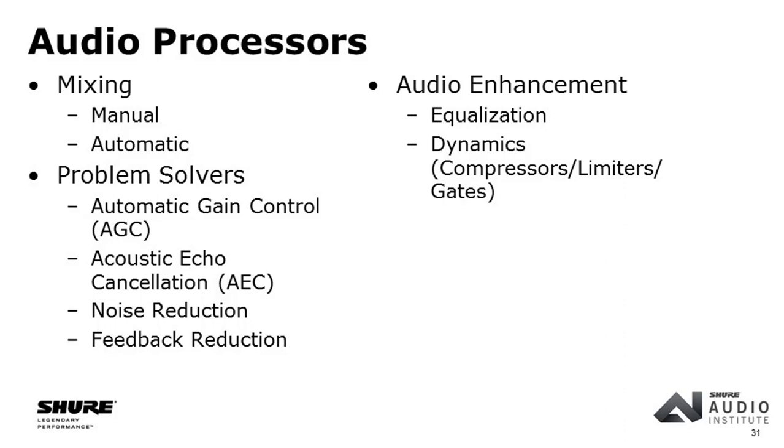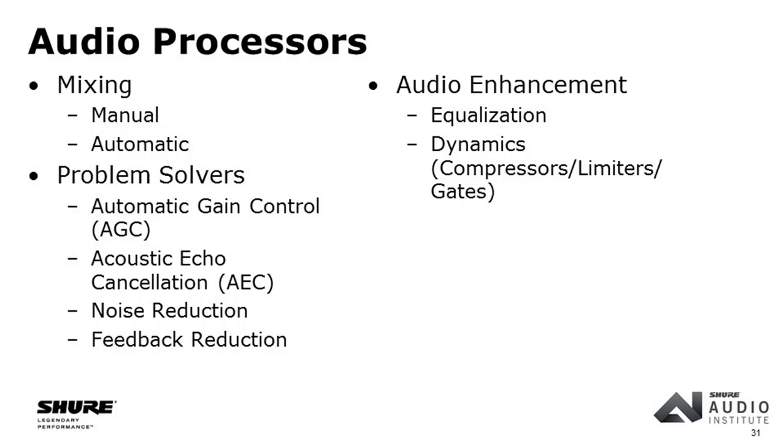Mixing, whether it's manual mixing or automatic mixing, problem solvers like automatic gain control, echo cancellation, electronic noise reduction, maybe feedback reduction, as well as some stuff to just polish the sound or change it to your liking, like equalization or maybe dynamics control. But it's typically an all-in-one box now, and these come in a variety of sizes to handle more or fewer microphone channels.